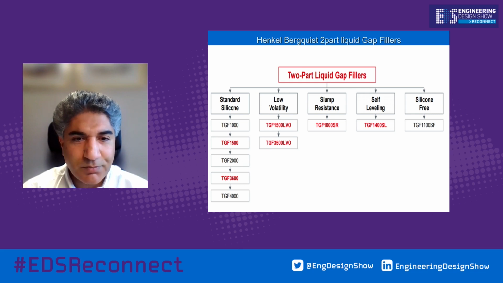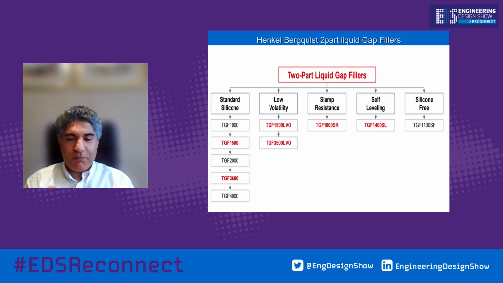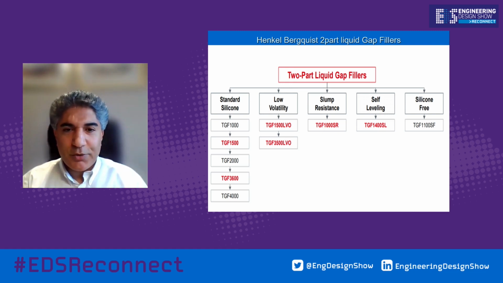3600 is probably the widely used one, and the next one is probably the TG 1500. These are the most typically used within the Berquist two-part liquid gap fillers. Typically these will have twin pack cartridges with a static nozzle. If you're doing a job lot, you probably could use the static nozzle. But if you are going to stop and continue the next day, you'll have to remove that static nozzle, put the end cap in, or purge the system before reusing it.